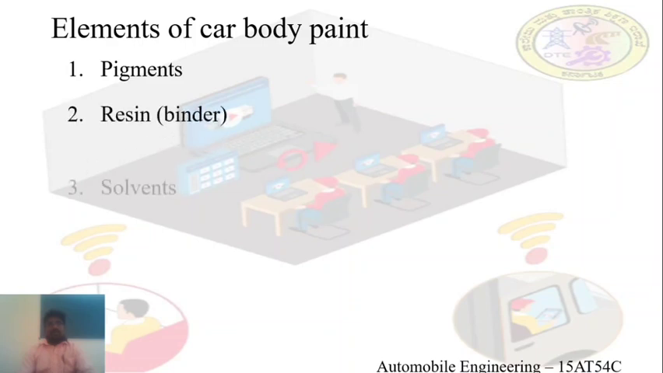The elements of car body paint consist of 4 elements. The first one is the pigment, second one is resin, which we also call the binder, third one is the solvent, fourth one is the additives. In this, we are going to take up the first element, called the pigment.